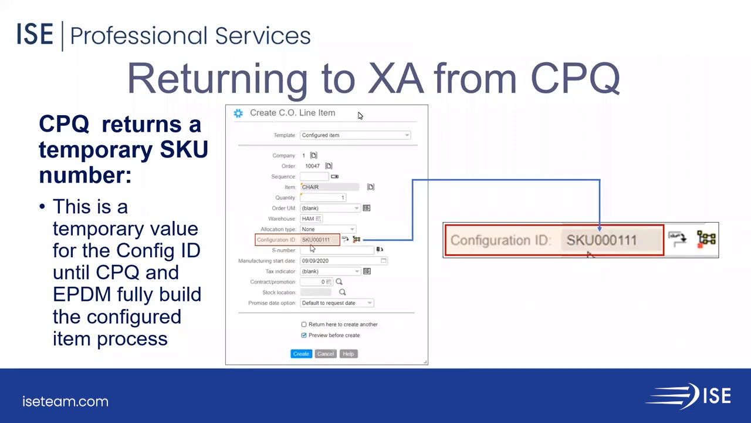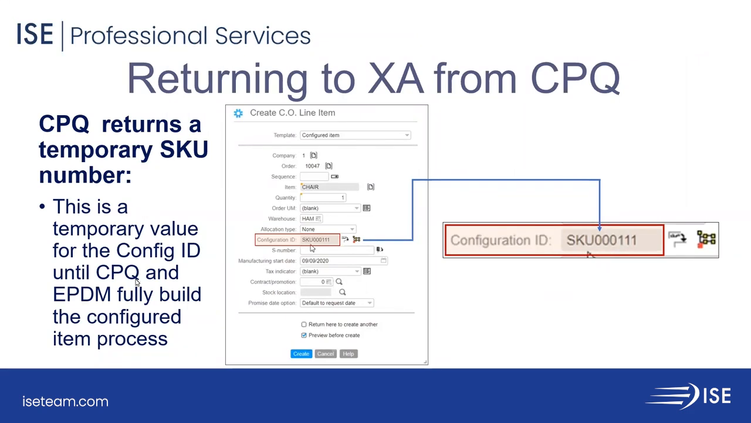Okay, so remember we were at our line item template. Of course, it could have been a card if you were updating a line item. And so notice the configuration ID. Remember before it was blank and I clicked on that icon to launch CPQ. Now that you've clicked the finish button, you have a non-blank configuration ID. That's how you know that CPQ and the IBM machine have talked. They've passed information on, and XA is aware that there is a configuration sitting in those interface tables that needs to be processed.